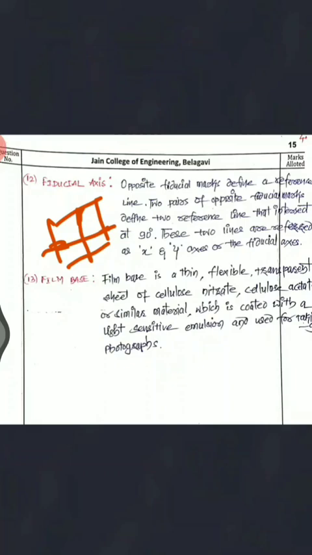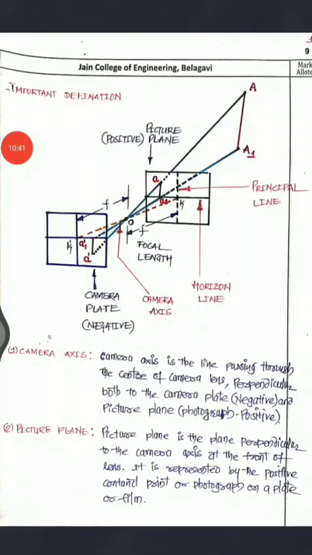Two pairs of opposite fiducial marks define two reference lines that intersect at 90 degrees. These two lines are referred to as x and y axis or fiducial axis. Now here, see, these are the fiducial marks, and if you join these fiducial marks, you will have the fiducial axis, right? Or you can call it x and y axis. Now those axes are very important. As we go further, you are going to use those axes in the calculation, so that we can easily simplify the distance measuring on the photograph.